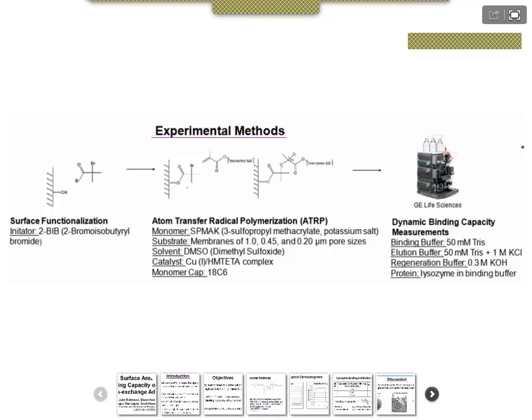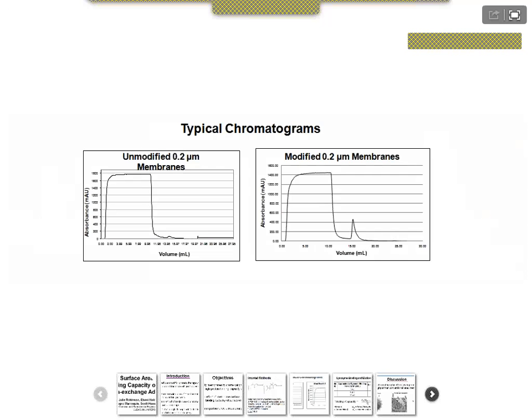Ion exchange chromatography is a 4-step process which I'll now explain. The first step is to equilibrate the membrane column with binding buffer. We chose a 50 millimolar Tris solution because it has a pH of 8. The pH is important because the lysozyme protein solution used for the binding capacity measurement is positively charged at 8, thus allowing it to react with a negatively charged SPMAK polyelectrolyte chain.